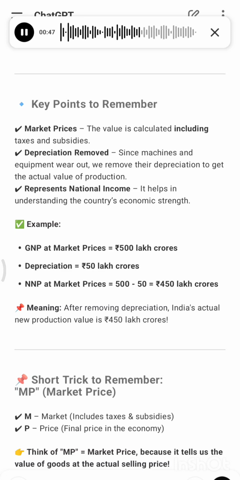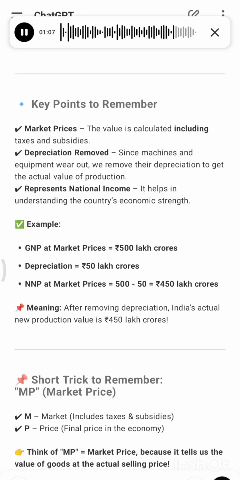Example: GNP at market prices equals 500 lakh crores. Depreciation equals 50 lakh crores. NNP at market prices equals 500 minus 50 equals 450 lakh crores. Meaning, after removing depreciation, India's actual new production value is 450 lakh crores.